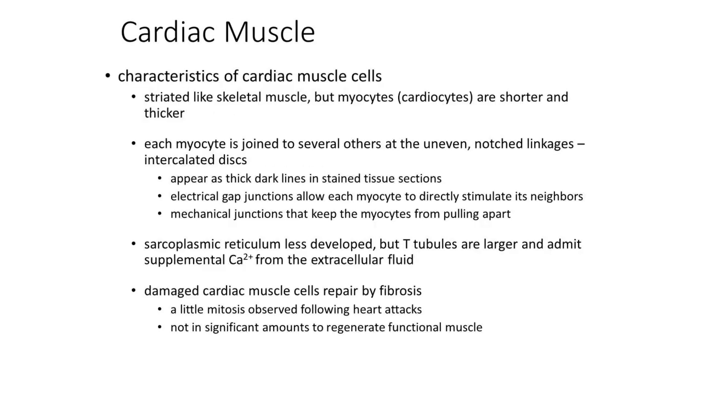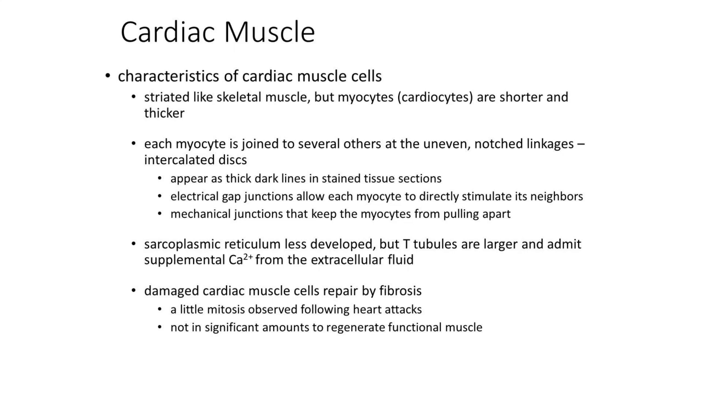The cardiac muscle cells are striated, very much like the skeletal muscles. But the myocytes are shorter and thicker. Each myocyte is joined to several others at the uneven, notched linkages that we call intercalated discs. These are the dark, thick lines that we see when we look at a stained microscopic image of heart tissue. And there are also electrical gap junctions that allow each myocyte to directly stimulate its neighbors.